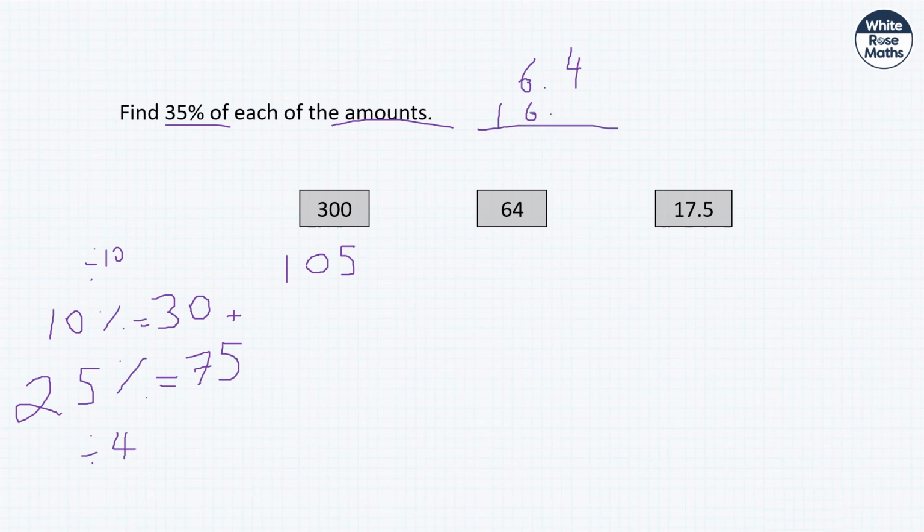Okay, adding your answers together, I get 4 there. The decimal point lines up. 6 plus 6 is going to equal 12. Carry the 1. 1 plus 1 is 2. So the answer you get is 22.4.